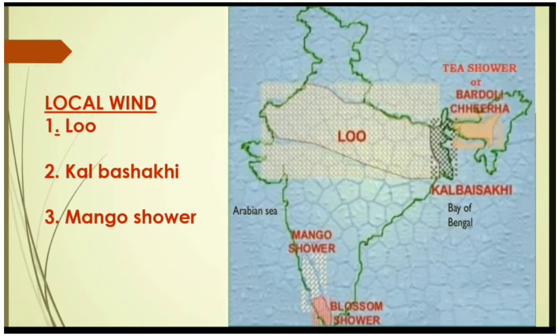50 degrees Celsius in which part? That is in Thar desert. And sometimes it also causes heat stroke.